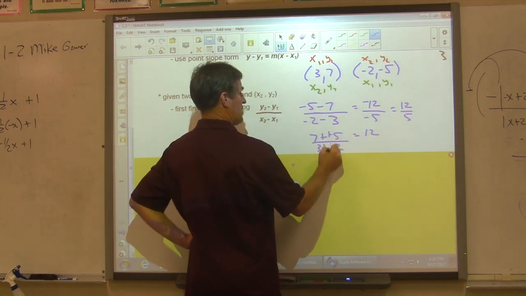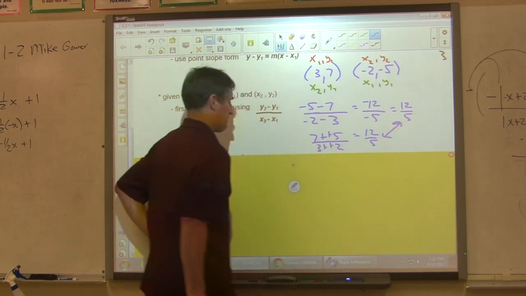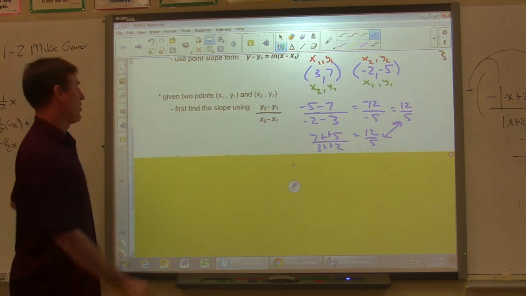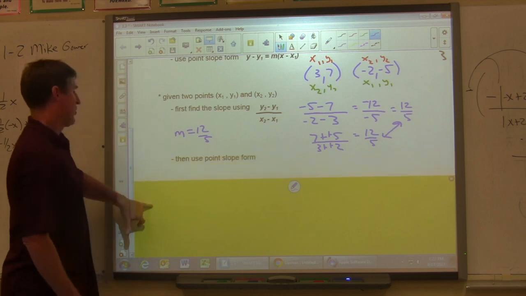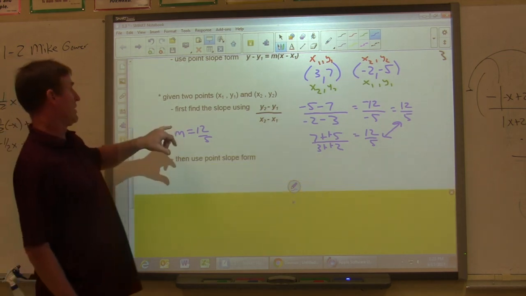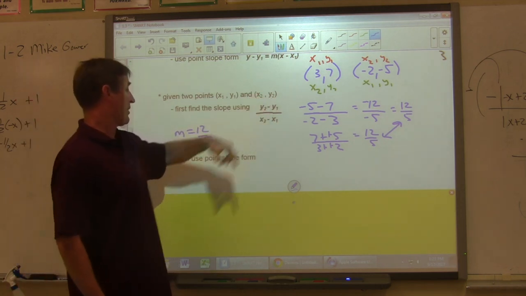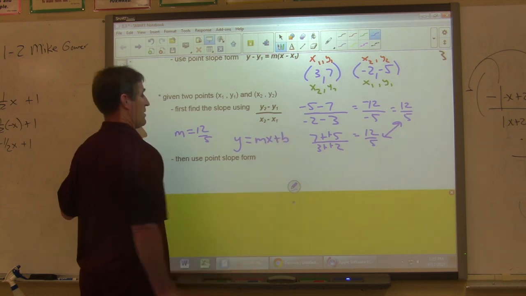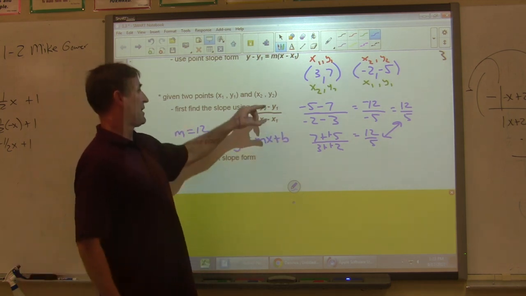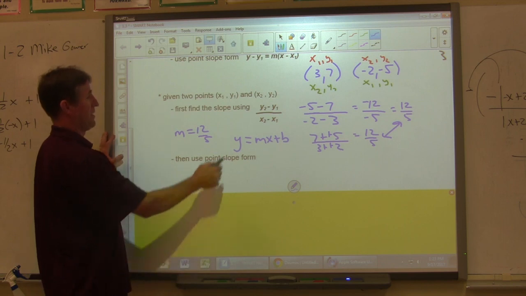And the minus a negative 2 becomes plus 2, so I get 12/5, which you can see is the same. Once you find your slope, then I have my choice. I can plug this in for the slope, use one of the ordered pairs, and use y equals mx plus b. So I could plug that in for m and then use either one of those ordered pairs for x and y and write my equation and solve for b.